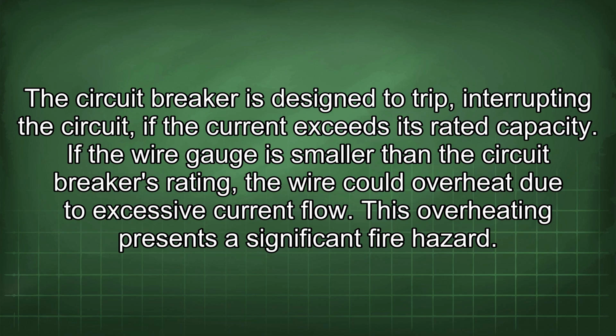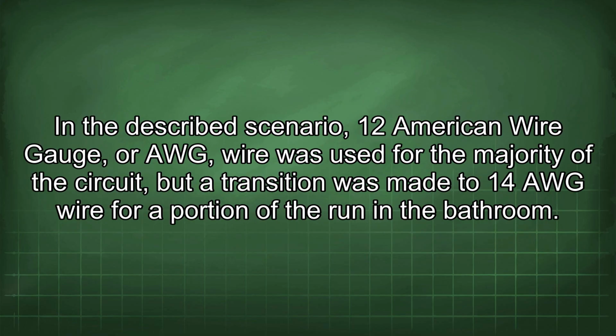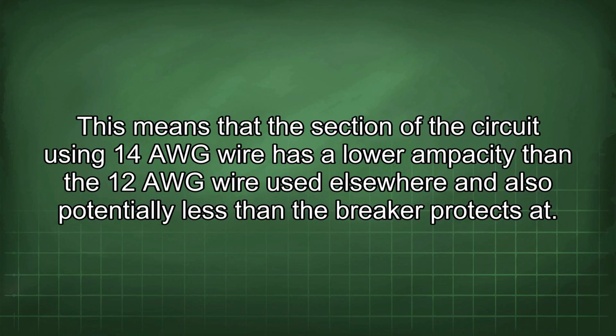If the wire gauge is smaller than the circuit breaker's rating, the wire could overheat due to excessive current flow. This overheating presents a significant fire hazard. In the described scenario, 12 American wire gauge, or AWG, wire was used for the majority of the circuit, but a transition was made to 14 AWG wire for a portion of the run in the bathroom. This means that the section of the circuit using 14 AWG wire has a lower ampacity than the 12 AWG wire used elsewhere and also potentially less than the breaker protects it.